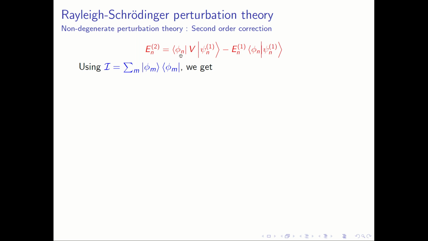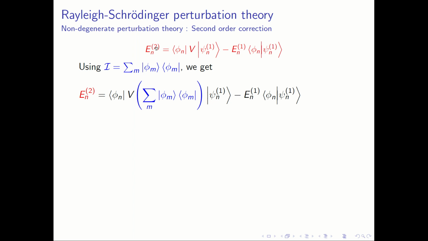Well, to understand this better, what we do is use a resolution of the identity. Remember, the kets phi_m are assumed to form a complete set of orthonormal vectors. So this is the identity, and we just insert the identity in this expression. So this is exactly the same expression as the one up here, except that we have inserted the identity in between V and psi_n^1. This of course breaks up into the sum over m of <phi_n|V|phi_m><phi_m|psi_n^1>, where the sum is over all m. Of course, from this you have to subtract this troublesome term that we have been worrying about.